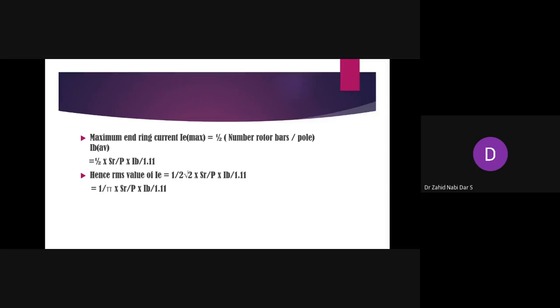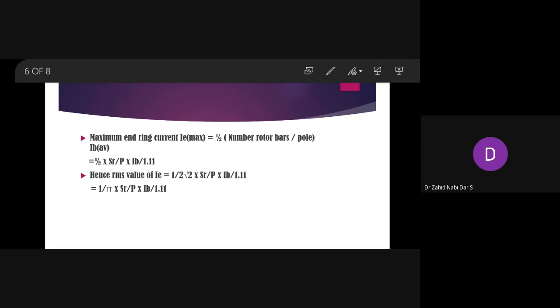IE max is equal to SR by P whole divided by 2 into IB average, and IB average is given as 2 by pi I max. Hence the final equation will be half into SR by P into IB by 1.11. Hence the RMS value of IE is 1 divided by 2 root 2 into SR by P into IB divided by 1.11, or we can write it as 1 by pi into SR by P into IB divided by 1.11.